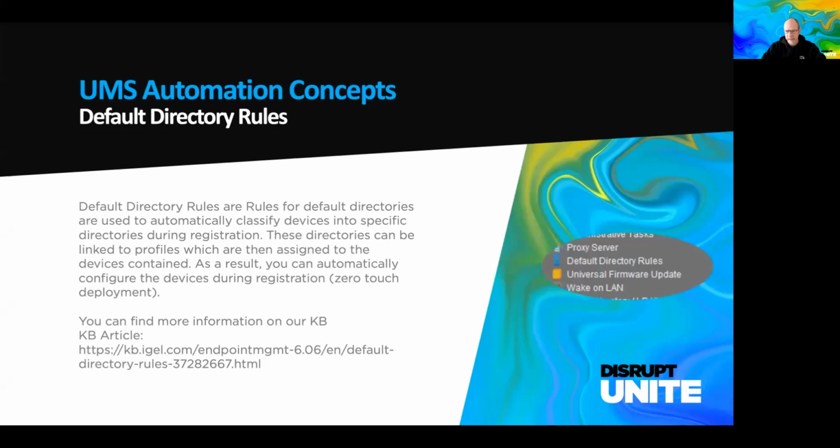So on the screen is the technical definition that is listed in our KB article. I also gave you the URL at the bottom in case you want to explore what we have in the KB about default directory rules. The snippet on the right is of the default directory rules icon, so hopefully you can find it easier. It is listed under the UMS Administration section of the UMS console, so go check it out and follow along.